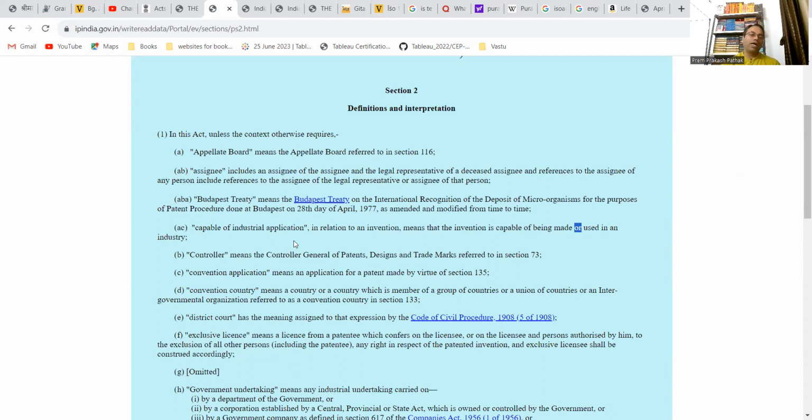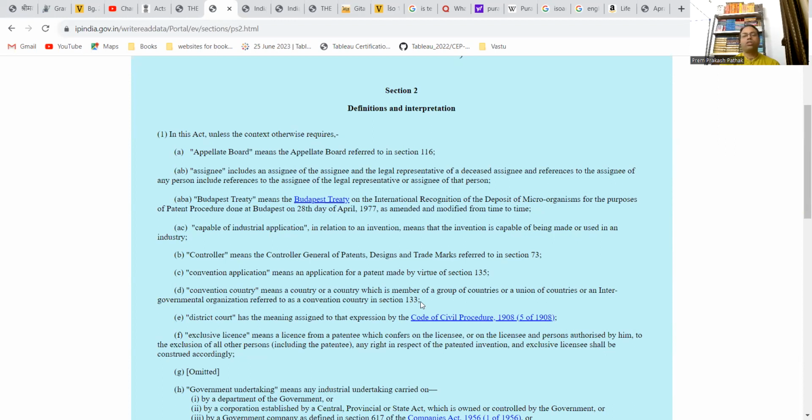Okay. And similarly, convention countries. So as I said, C for convention application, and 1D is for convention countries. It means a country or a country which is a member of a group of countries or union of countries or intergovernmental organization referred to as convention country in section 133. So this is mentioned there.